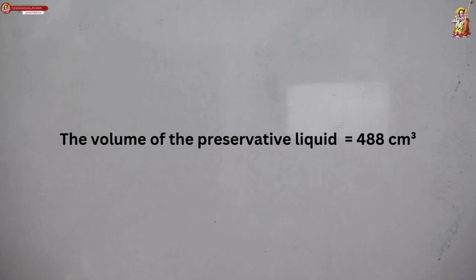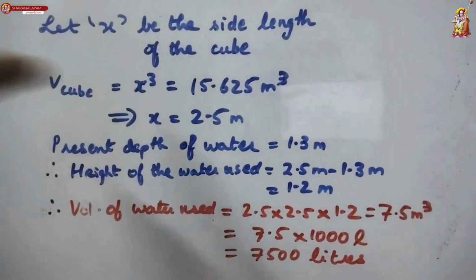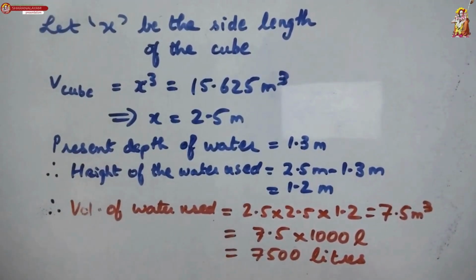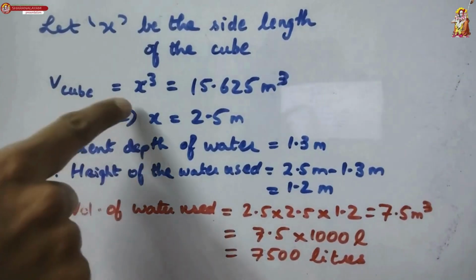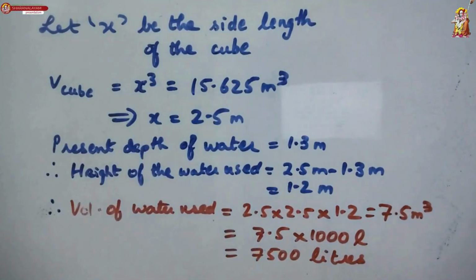Next question. The storage tank is in the form of a cube. When it is full of water, the volume of water is 15.625 meter cube. If the present depth of water is 1.3 meters, then find the volume of the water already used from the tank. So let x be the side length of the storage tank, which is in the form of a cube. So volume of the cube, we know that is equal to x cube, given to be 15.625 meter cube. Taking the positive cube root, we get x equals 2.5 meters.